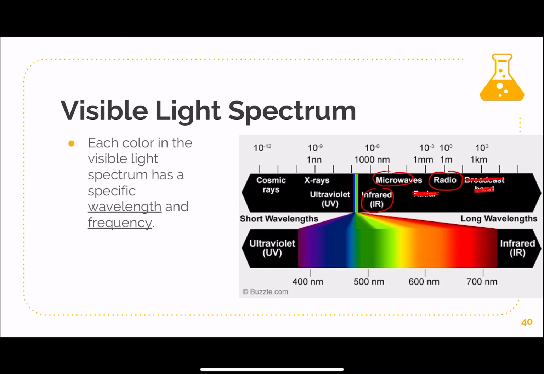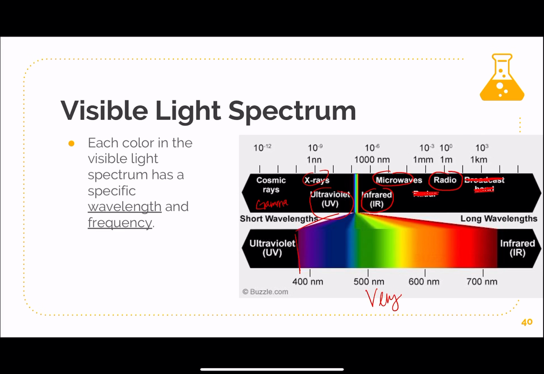This is the visible light spectrum. Then we have ultraviolet, X-ray, and then cosmic or gamma rays, which are the same thing. I probably should have picked a different picture that didn't have these extra words in there.